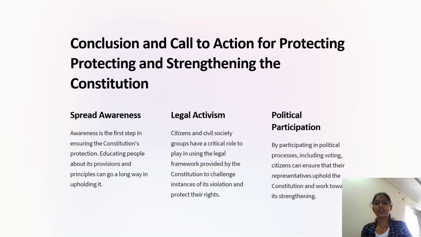Then, conclusion and call to action for protecting and strengthening the Constitution: spread awareness, legal activism, political participation. Awareness is the first step in ensuring Constitution protection. Educating people about its provisions and principles can go a long way in upholding it. Legal activism: citizens and civil society groups have a critical role to play in using the legal framework provided by the Constitution to challenge instances of its violation and protect their rights. Then political participation. By participating in the political process, including voting, citizens can ensure that their representatives uphold the Constitution and work towards its strengthening.